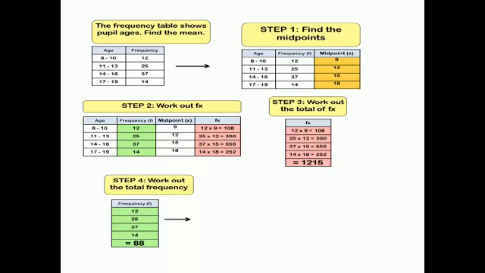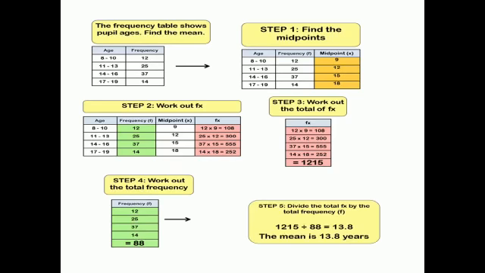Next step, you have to find the total of the frequency: 12, 25, 37, 14, you get 88. The last step: 1215 divided by 88 is equal to 13.8. Follow the steps: 1, 2, 3, 4. There are 4 steps, then the last step is division.